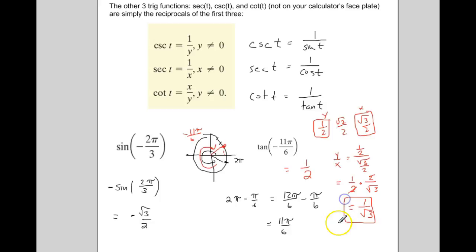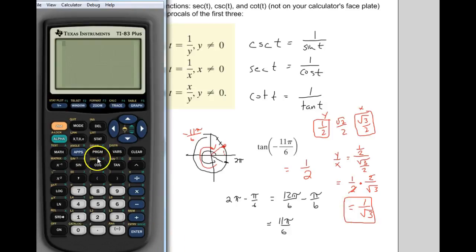Now, you can check that with your calculator. Make sure, because when you see pi in those angle measures inside of the tangent, the sine and the cosine, remember those are radian measures. So make sure you're back in radian mode, and then enter tangent of negative 11 pi over 6 and get that decimal. Then plug in 1 divided by the square root of 3 and verify that you get the same thing. That way you know that you did it right. Okay, so there's the same thing.